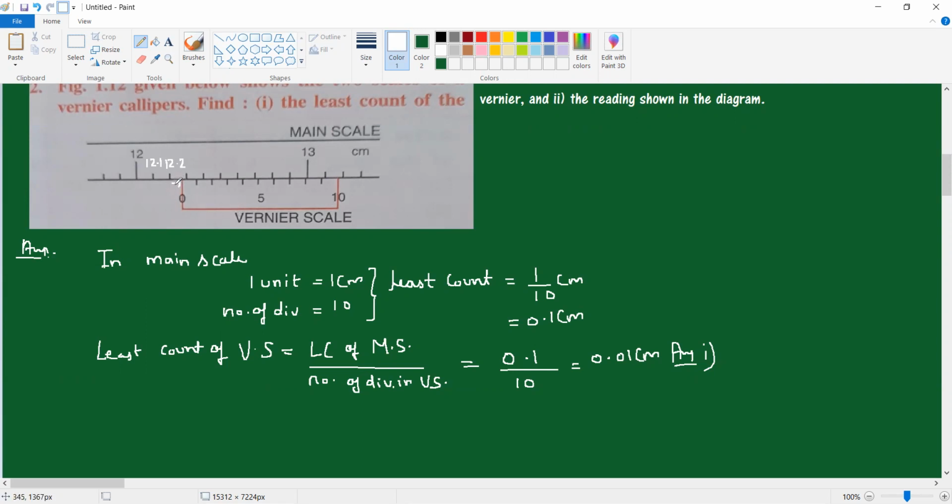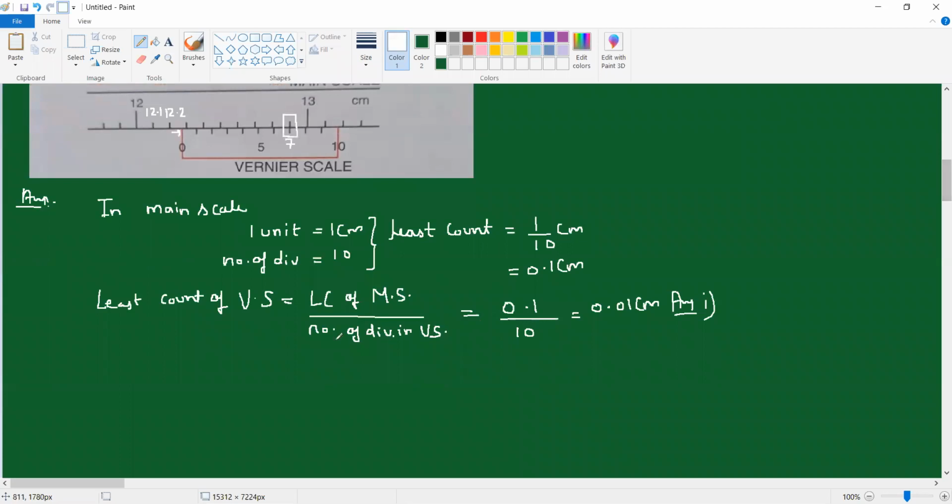So for measuring it, we have to see which division is coinciding exactly with main scale. So we see division number 7 is coinciding here. Only this division is coinciding with main scale. Yes or no? Watch it closely. This division is coinciding. So 7th division is coinciding.